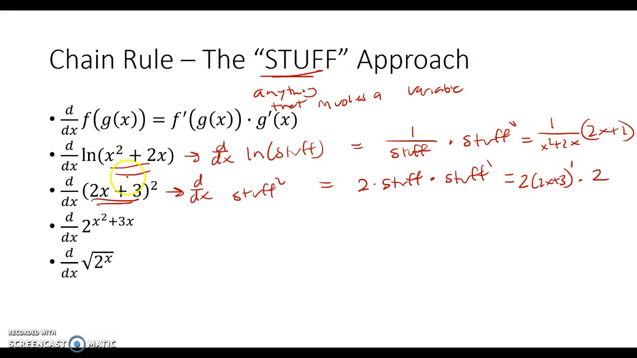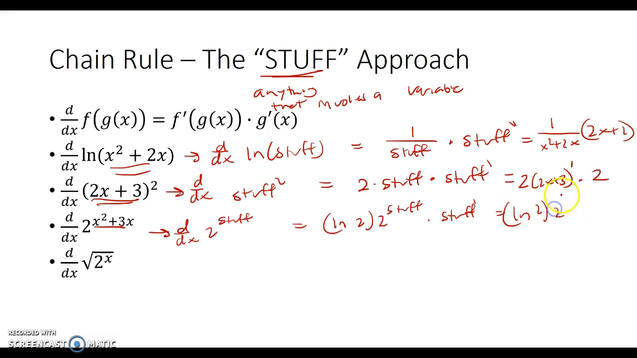And these are the exact same answers we're getting from the previous page. Here, my variable identification is in the exponent, so I've got the derivative of 2 to the stuff. The derivative of an exponential is the natural log of the base times 2 to the stuff times stuff prime. That's going to be the natural log of 2 times 2 to the stuff, which is x squared plus 3x. Stuff prime is 2x plus 3. And again, you'll notice we get exactly the same derivative by doing it that way.